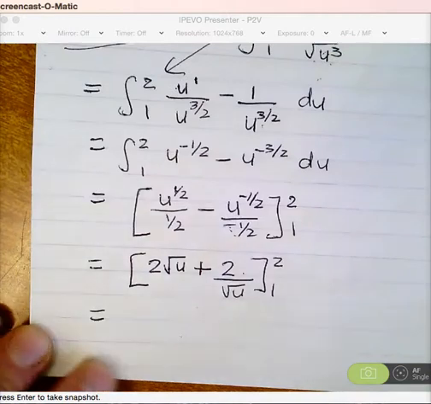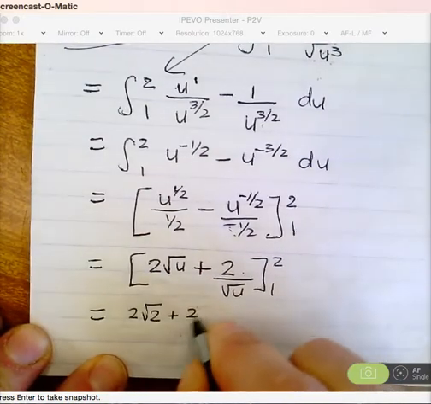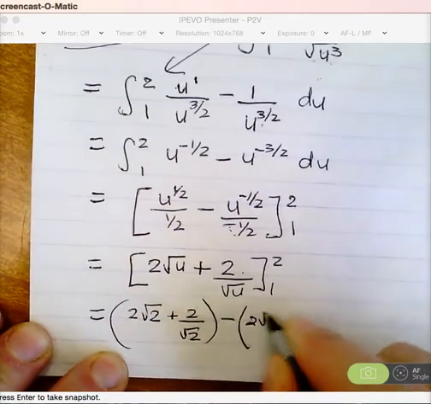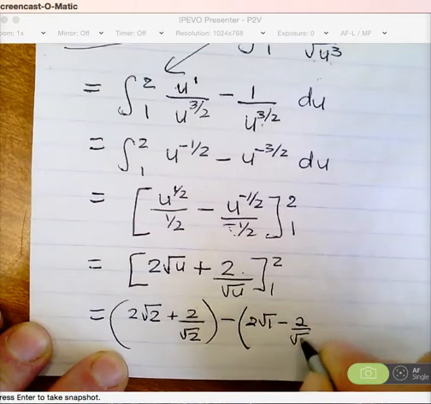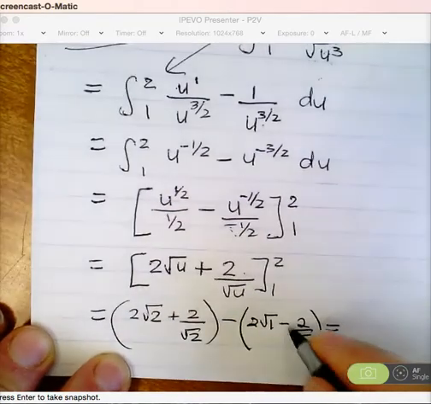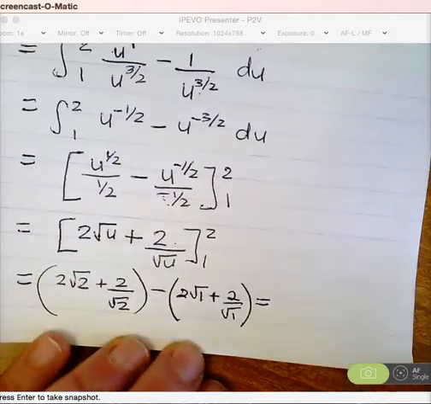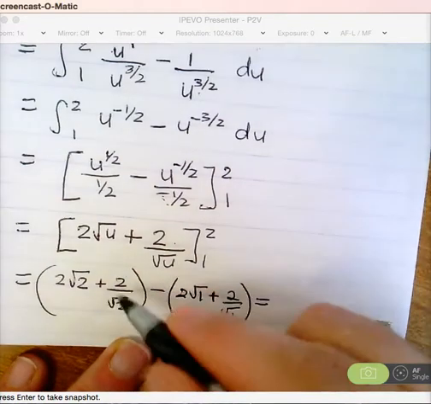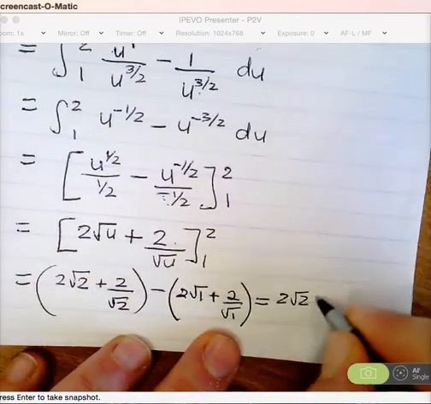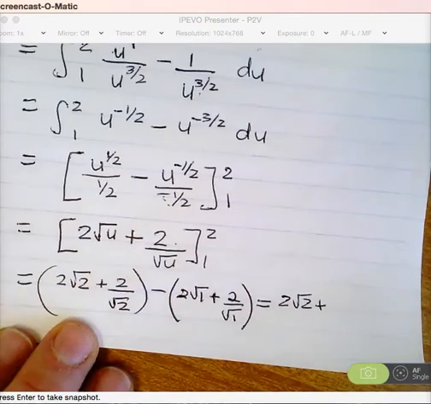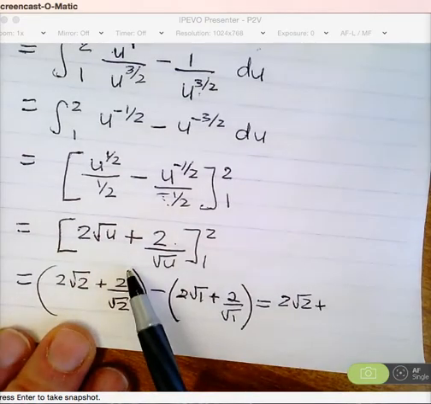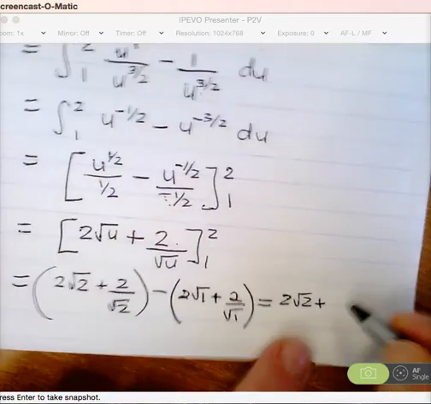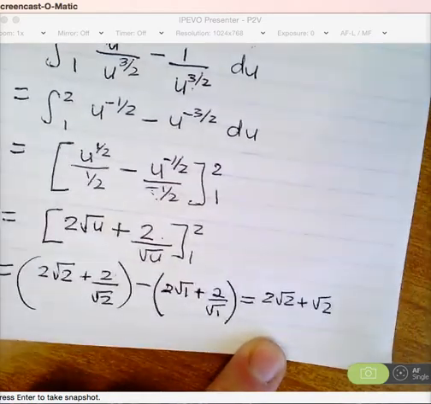Got 2 root 2 plus 2 over root 2 brackets minus 2 root 1 minus 2 over root 1 plus, which is, girls, you could go common denominator here if you want. Oh no, you know what you do? 2 root 2. How can I write 2 on root 2 in a nice way? Come on. It's just root 2. Because 2 is root 2 times root 2. So that's the same as just writing root 2. You okay with that?